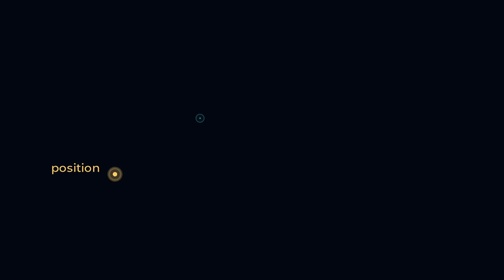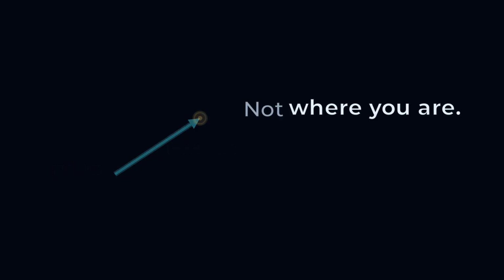This dot is a position, but this arrow is something different. It tells the dot how to move. That is the first idea of linear algebra. A vector is not where you are, it is how you move.